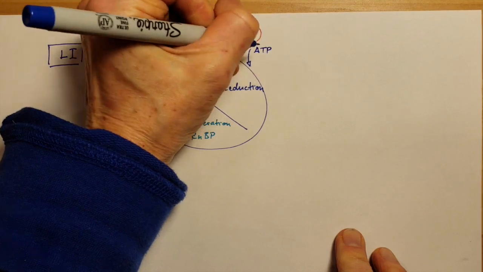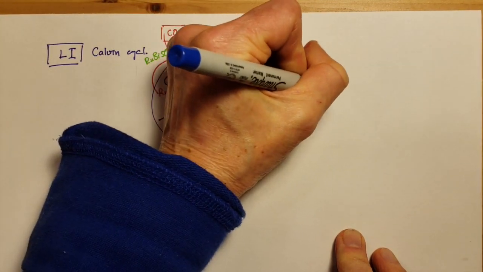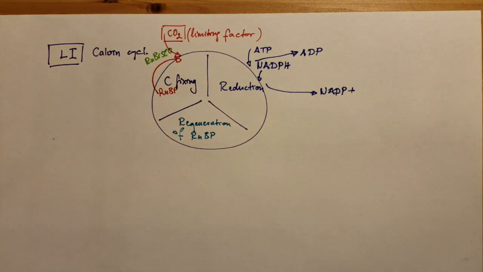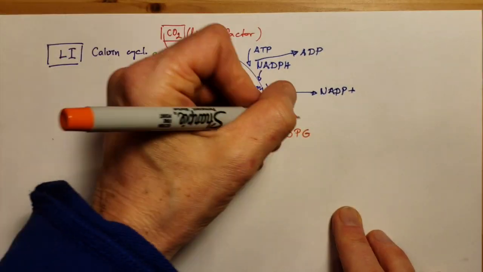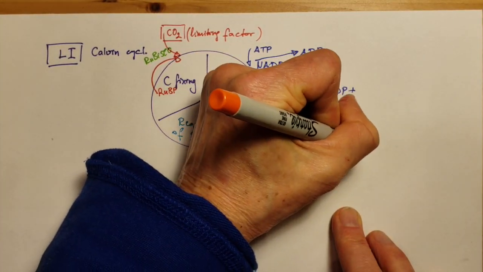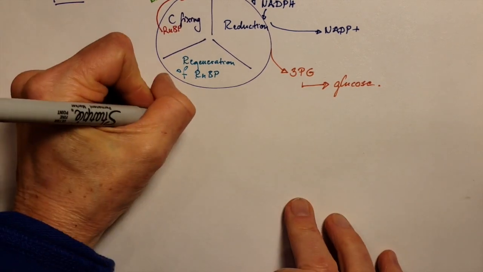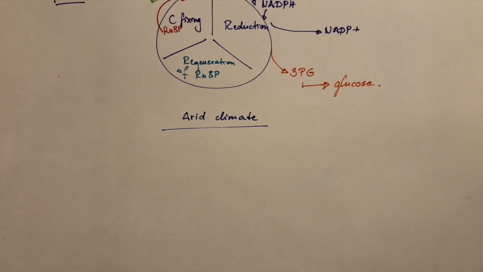Reduction happens. This is when electrons are added and protons are added to the carbon. It requires energy and requires the NADPH. They are both coming from the light dependent reaction, and the end result is 3-phosphoglycerate, and from this 3-phosphoglycerate comes the glucose.